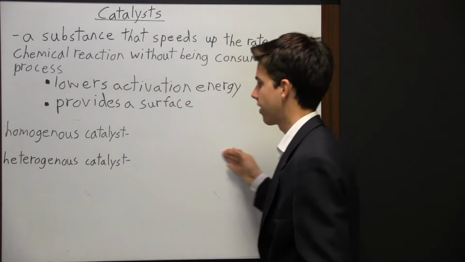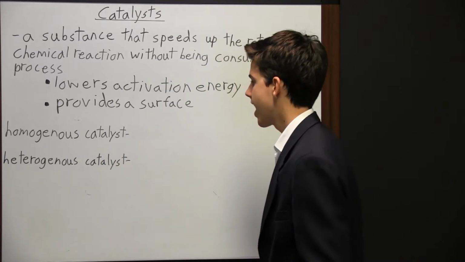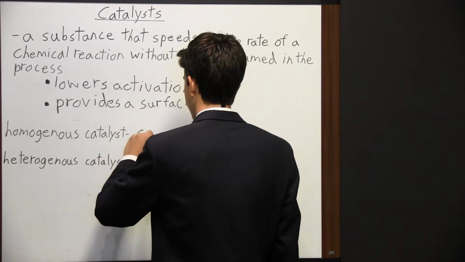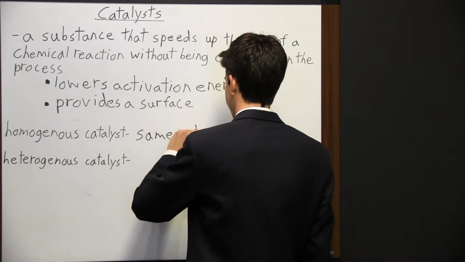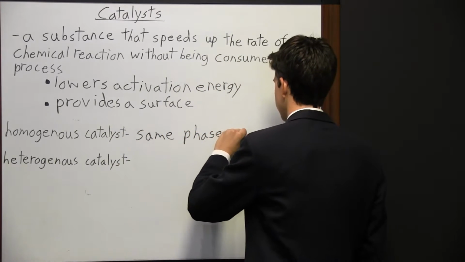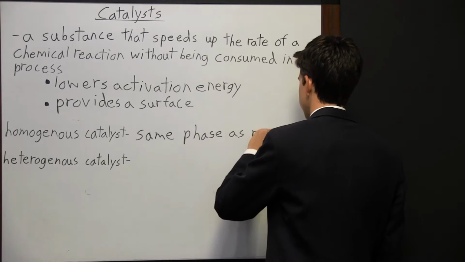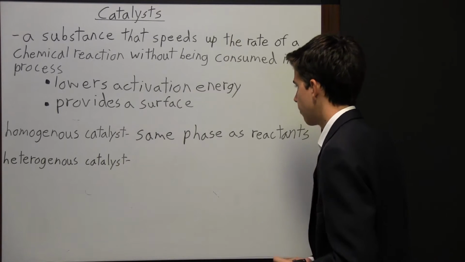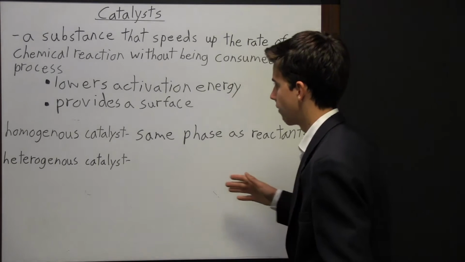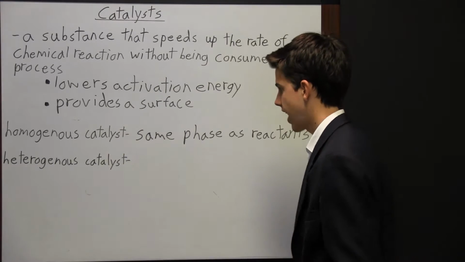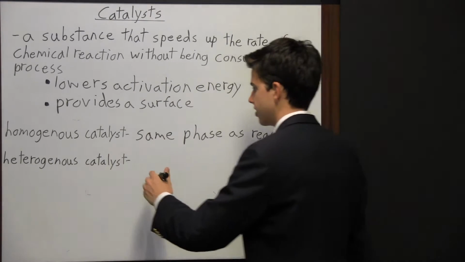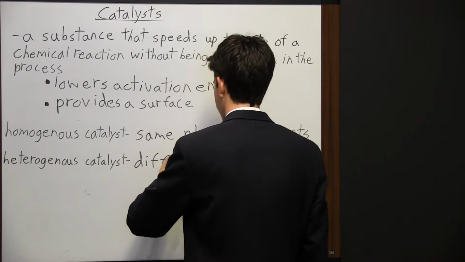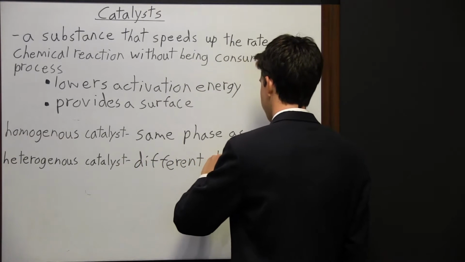Now, we can classify catalysts as homogeneous catalysts and heterogeneous catalysts. So a homogeneous catalyst is in the same phase as the reactants. So say you have a liquid reactant and you have a liquid catalyst, then it's a homogeneous catalyst. Now, a heterogeneous catalyst is just the opposite of that. The catalyst is in a different phase than the reactants are.